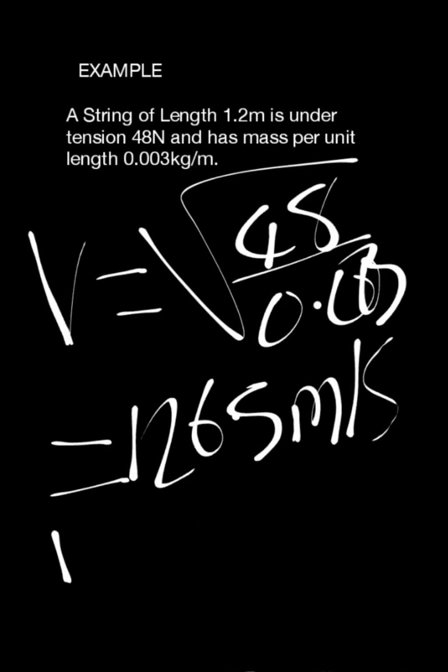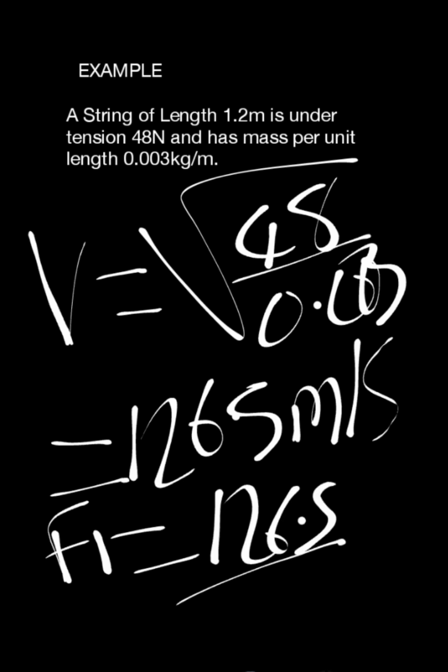To find the frequency, we use the same formula, nv over 2L. For this one, n is just 1. So we have the speed, 126.5, over 2 times the length, 1.2. At the end, we find 52.7 hertz. So that's all about it. The third harmonic will be just 3 times this value, and the second harmonic 2 times this value. So this is the fundamental frequency, F1. That's why I said n is equal to 1. If it was F2, the second harmonic, we would have said 2 times this value.